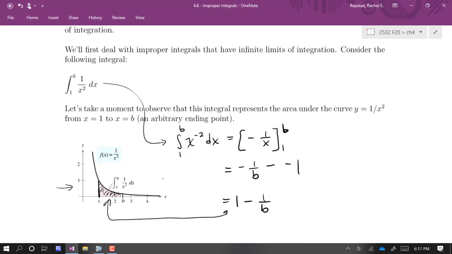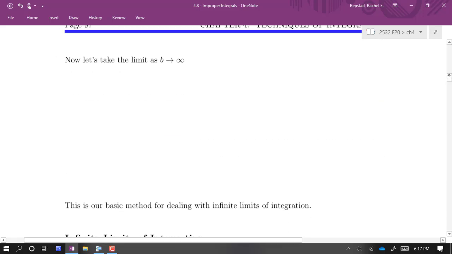The additional area you pick up is smaller and smaller. So what happens to the total area? To figure that out, we're going to let b approach infinity. And that'll give us the total area under the curve, starting at 1 and going out forever on the graph.